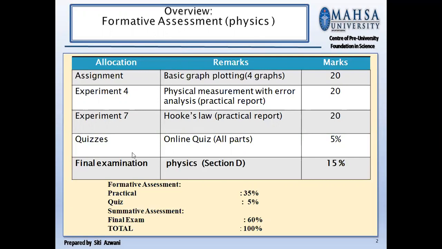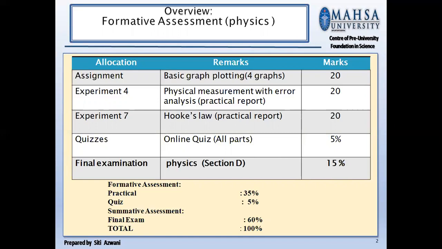Next, quizzes. At the end of the semester, after finishing all the syllabus topics and after the revision day, in revision week, you have an online quiz. It is more of a revision actually. You have all parts: lab safety, biology, chemistry, and physics. The total of your online quiz is 5%. And the final examination for physics, which is section D, is 15%. Is it okay or not?